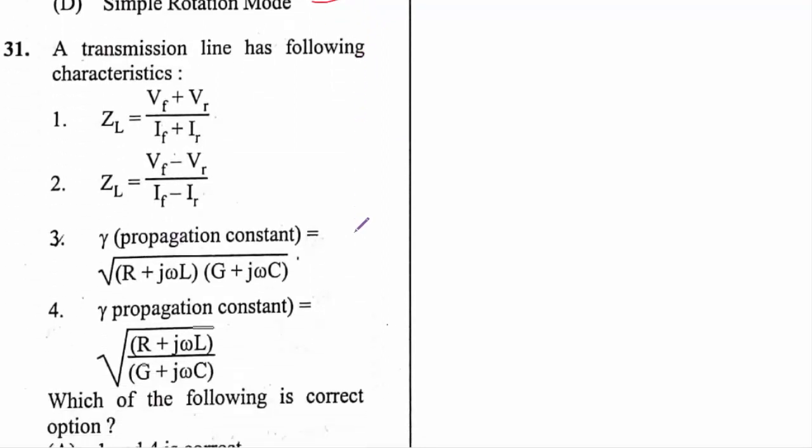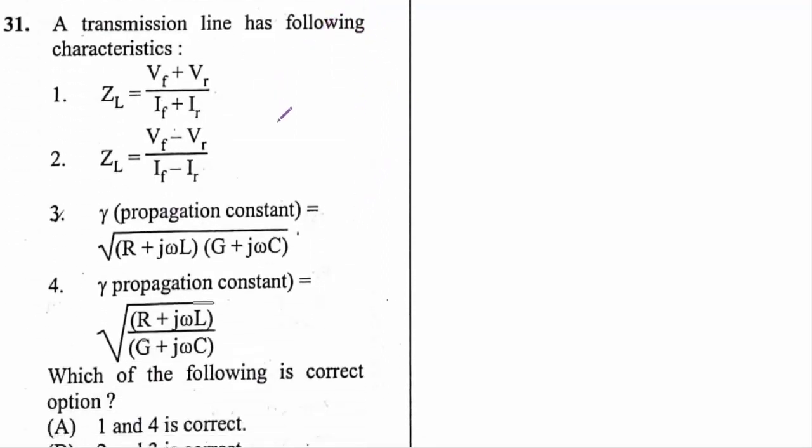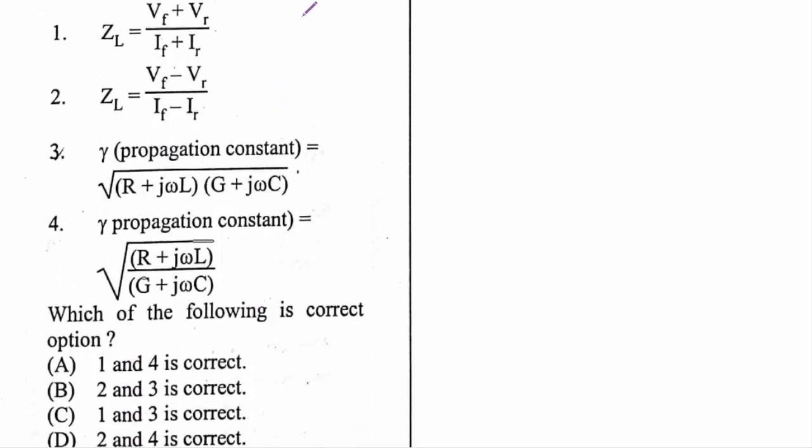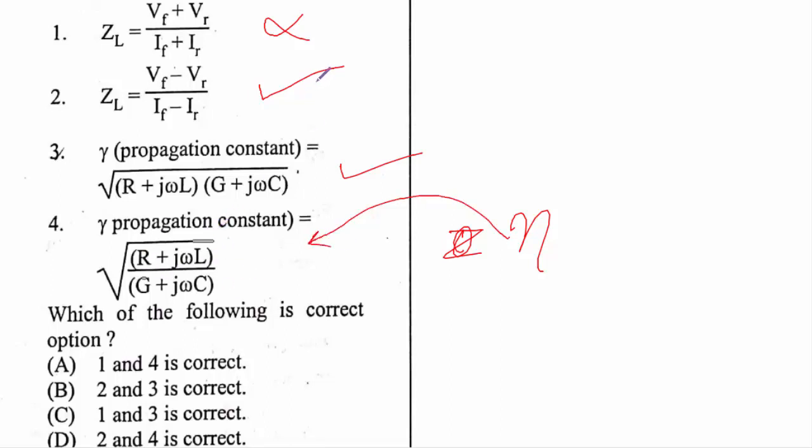31st question what they have given is, a transmission line has the following characteristics. Which of the characteristics is true? You have to tell. So ZL is given by VF plus VR divided by IF plus IR is wrong. So VF minus VR divided by IF minus IR is correct, and propagation constant is given by under root of R plus J omega L into G plus J omega C. Impedance is given by this formula. So 2 and 3 is correct. Nothing but option B is going to follow.